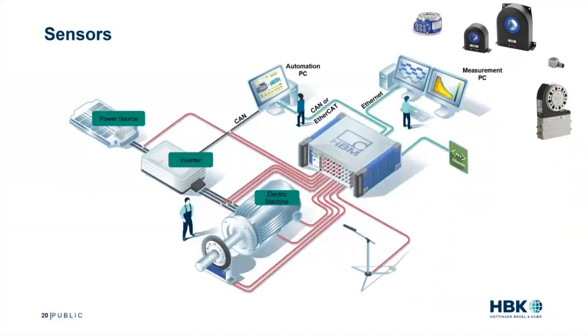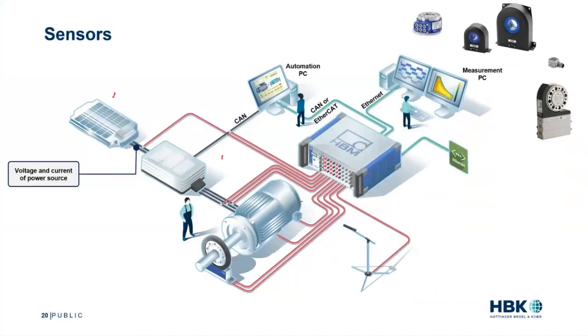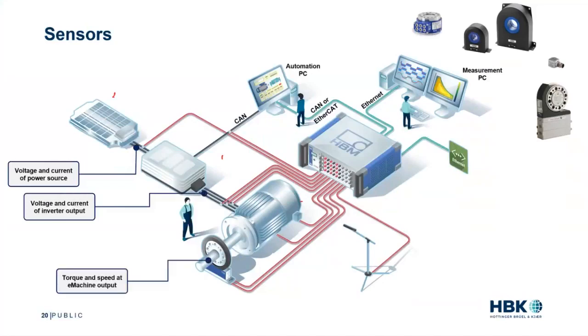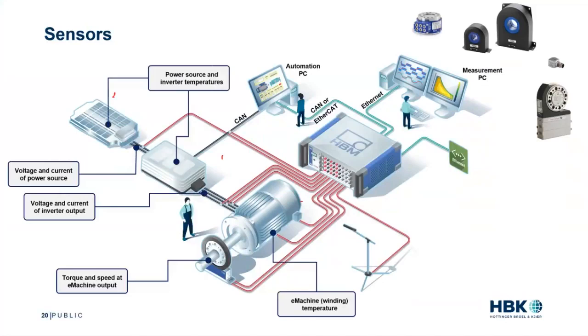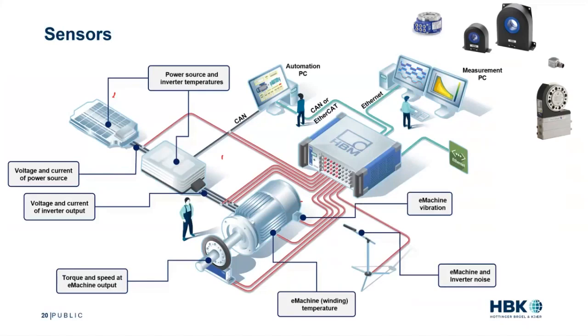If we look at a nice animated picture of an electric motor test system, we've got a power source, we've got an inverter, we've got a motor. There's a lot of things we want to measure. So we want to measure voltage and current of the power source, voltage and current of the inverter output, torque and speed of the electric motor, temperatures. We want to look at electric motor vibration. We want to look at electric motor noise.